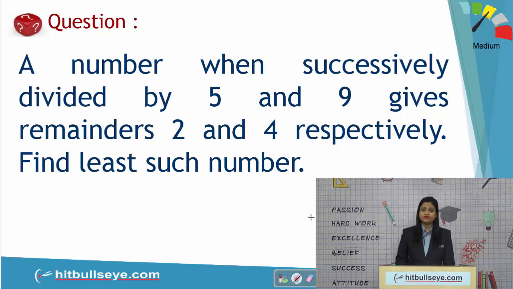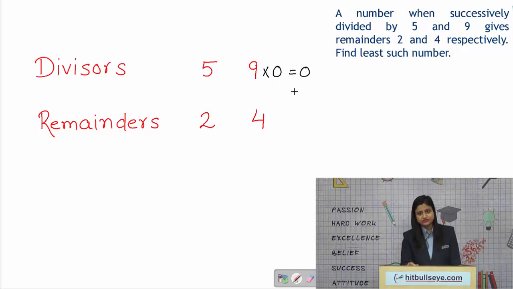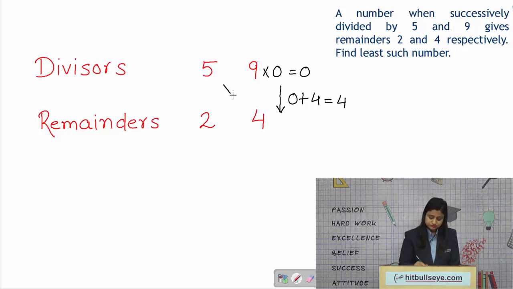It says a number when successively divided by 5 and 9 gives remainders 2 and 4 respectively. Again we want to find the least such number. We'll apply the shortcut only. For least number, we'll take quotient as 0, which will give you 0. Add up the remainder, which will give you 4. Now multiply the result with the previous divisor, which will give you 20.